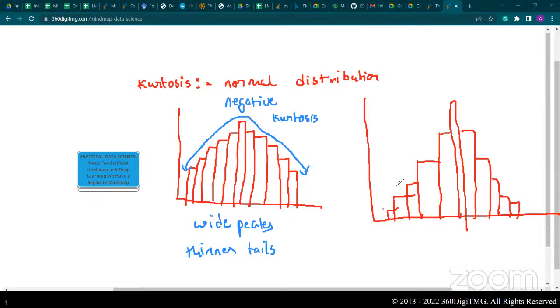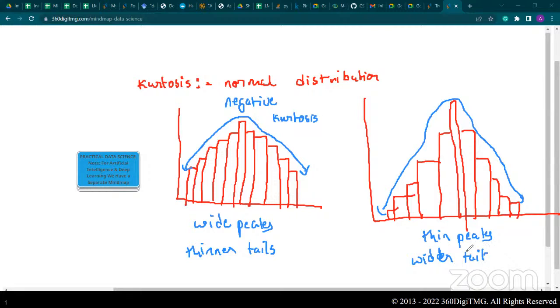All right, and then here we look at it. We have thin peaks and we have wider tails. This is known as positive kurtosis. All right, so these are the 2 scenarios that you might come across when you're doing kurtosis. Now remember, kurtosis can only be done on normal distribution. Okay.